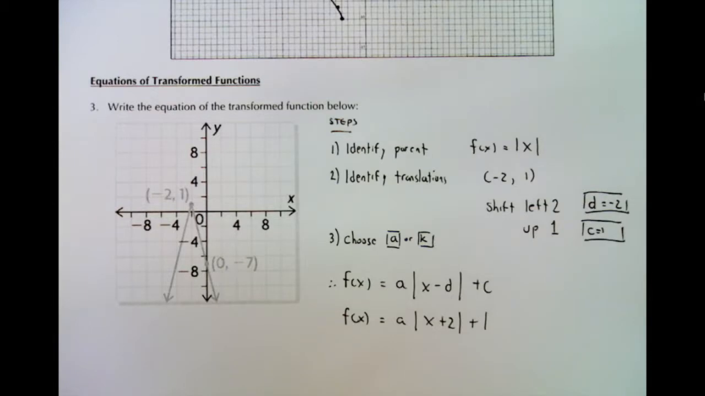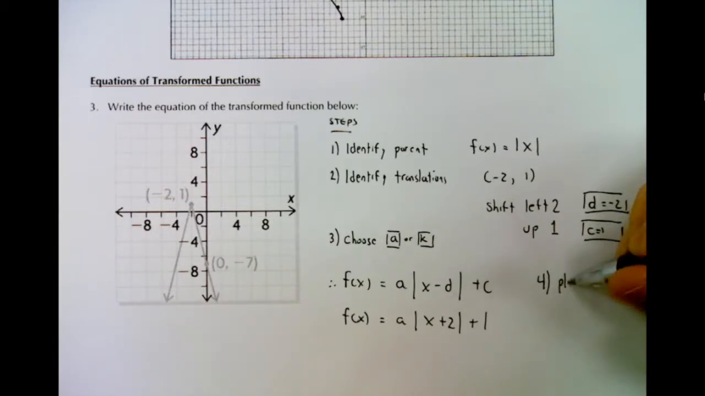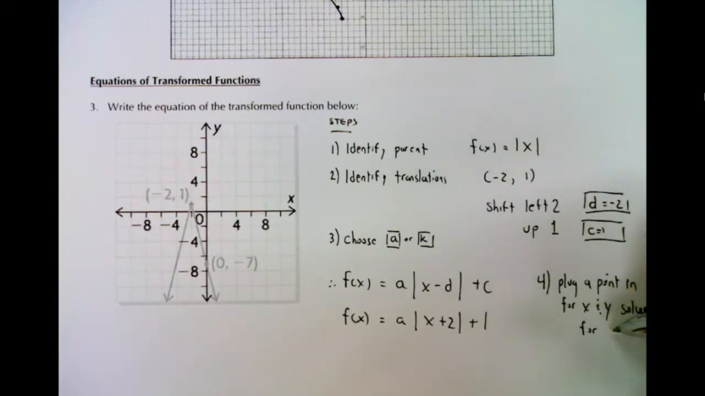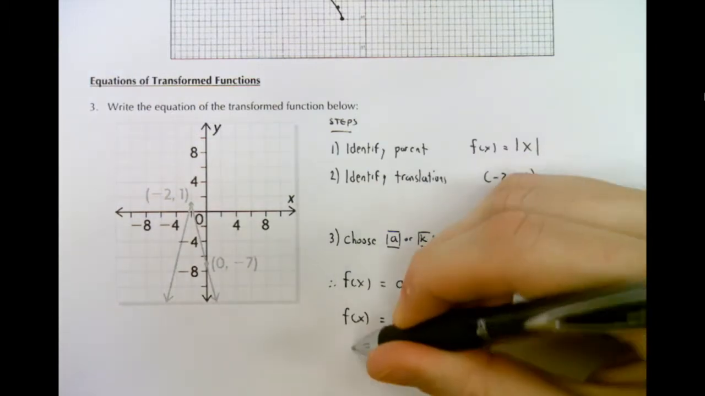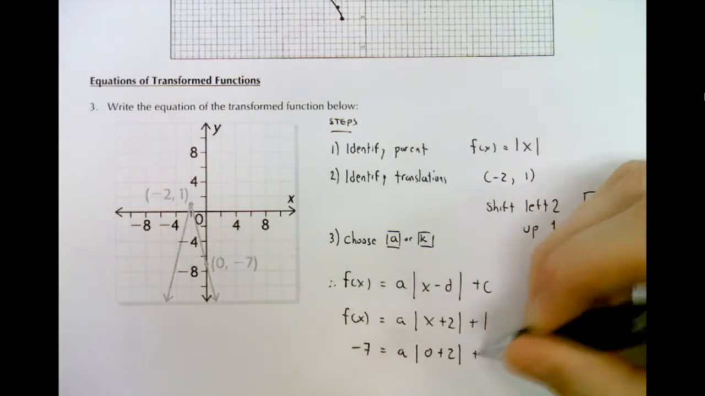And your fourth step is plug a point in for x and y, solve for a. So pick a point off the graph, plug it in, and solve for a. 0, negative 7 is a good point. So I'm going to plug in 0, negative 7. Negative 7 equals a, absolute value of 0 plus 2, absolute value, plus 1.